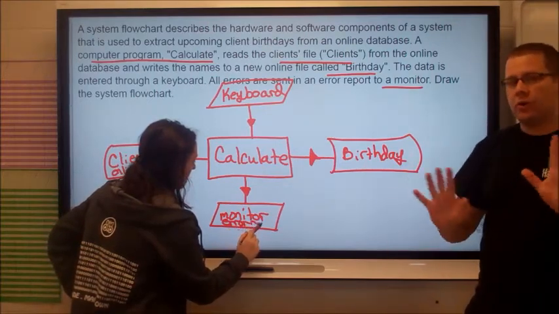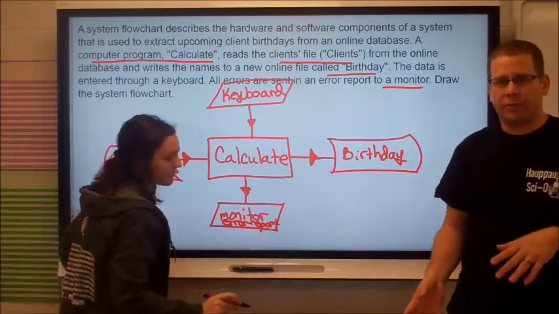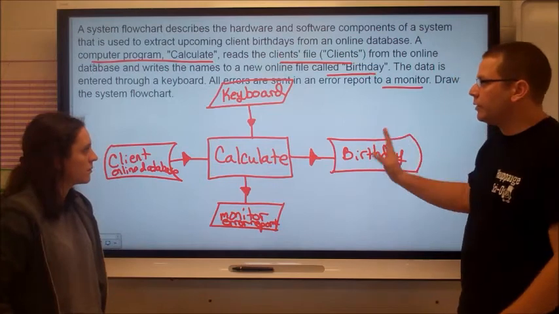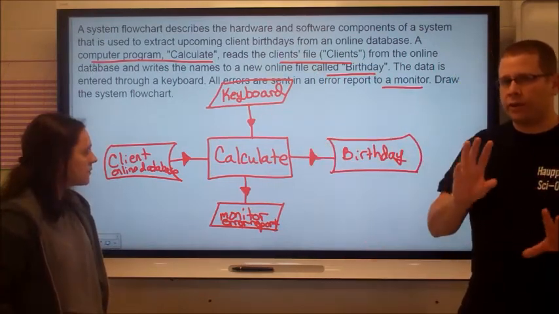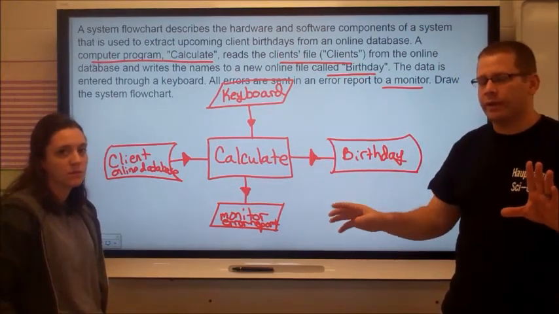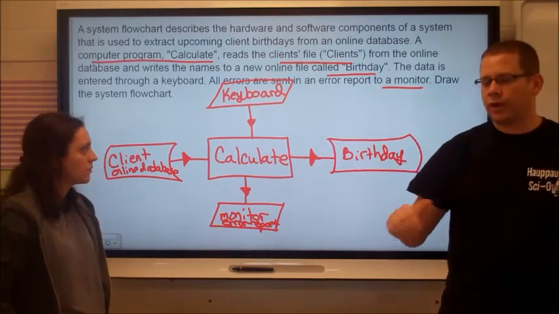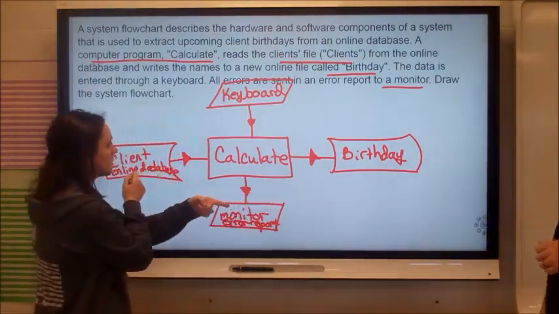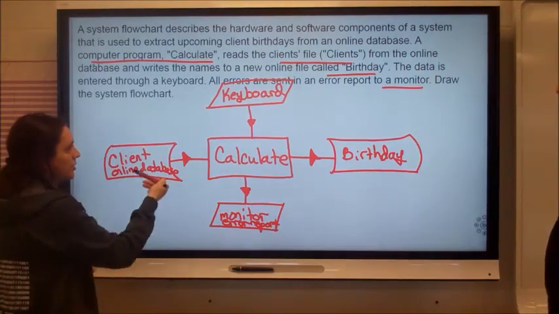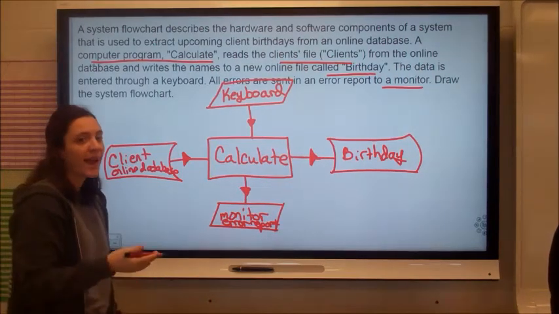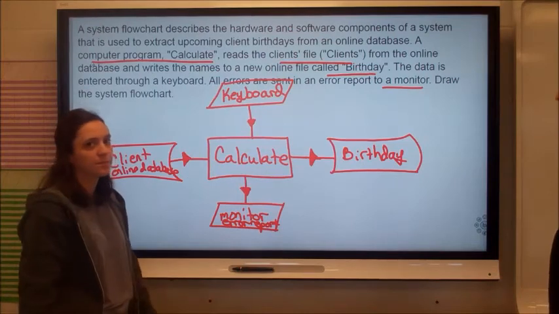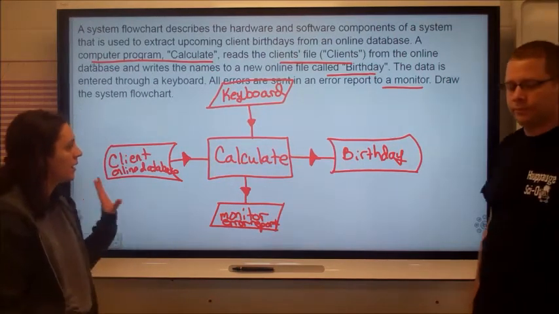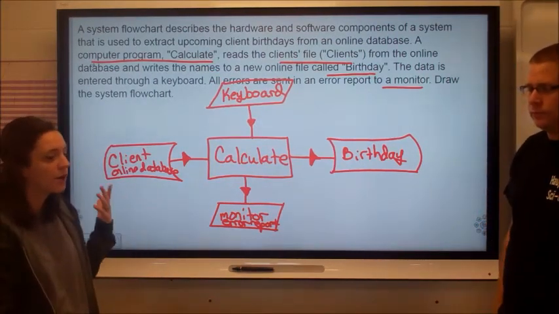Now, is this the only way you could have set up this diagram? No. As long as you have all those parts, I'm not really concerned with what order you wrote them in, as long as the data flow direction is correct. Right, so if you wanted to flip those and had your birthday over here, you would just make sure you're changing the direction so it's coming out of your program. Okay, so this is an example of a system flowchart.